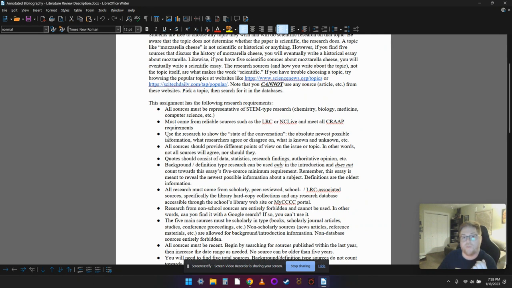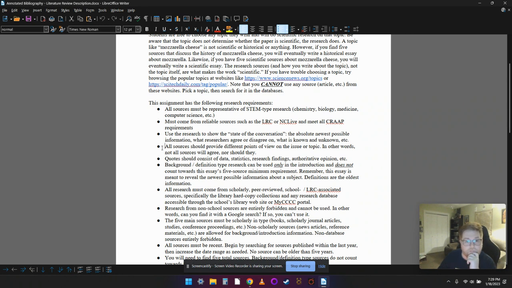And the idea behind these sources is that they show the state of the conversation. They show where the conversation is right now. The stuff we're talking about with the other assignments, like the stuff that's new, the stuff that's recently discovered, the things that we don't know yet, and that kind of thing. So what you don't want and what you shouldn't use are things that are like definitions, at least as part of your 5 required sources.